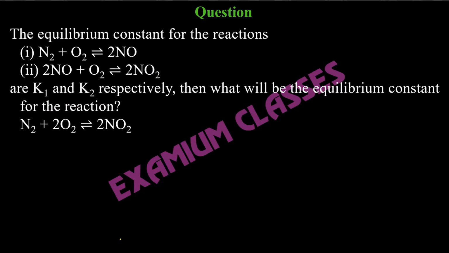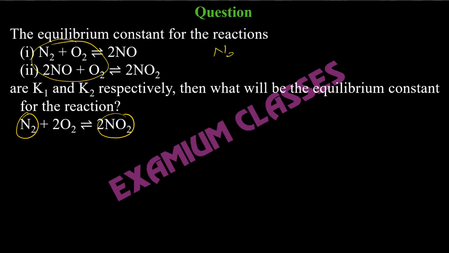If you see, we need nitrogen on the left-hand side. We have nitrogen on the left-hand side. We need NO2 on the right-hand side. We have NO2 here on the right-hand side. It means we need to just add these two reactions. So if we add these two reactions, do we actually get the third reaction? Check it. Add all of these.